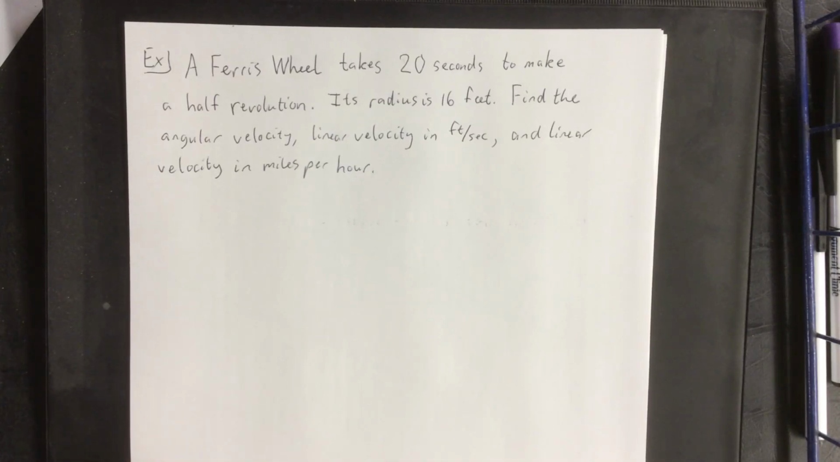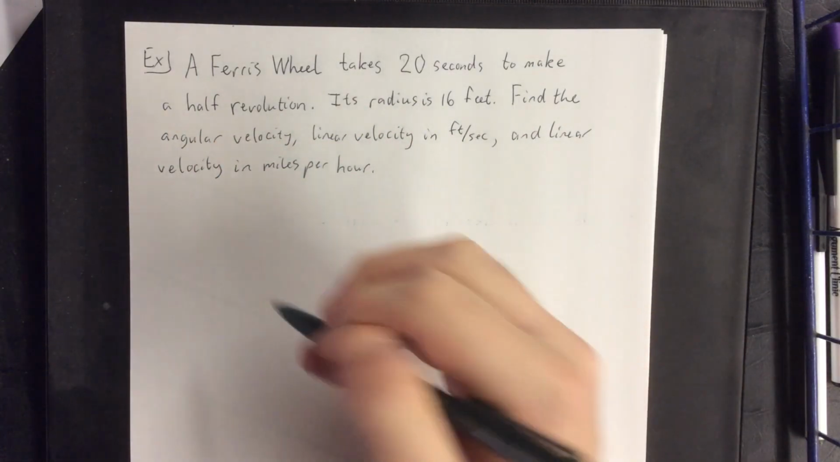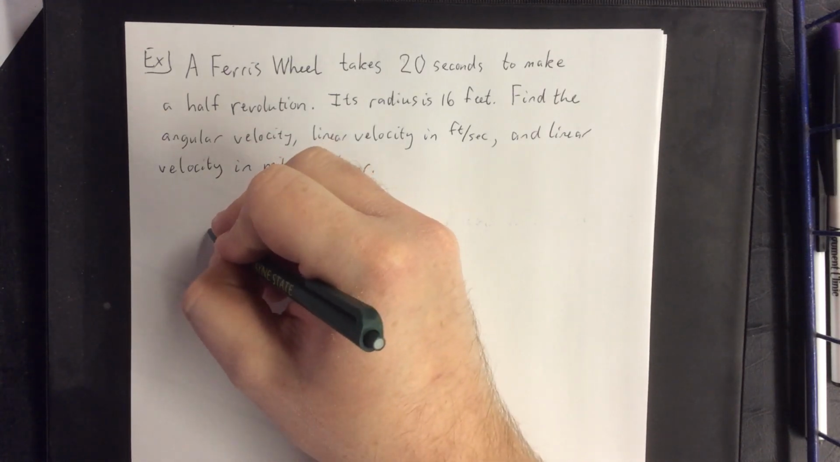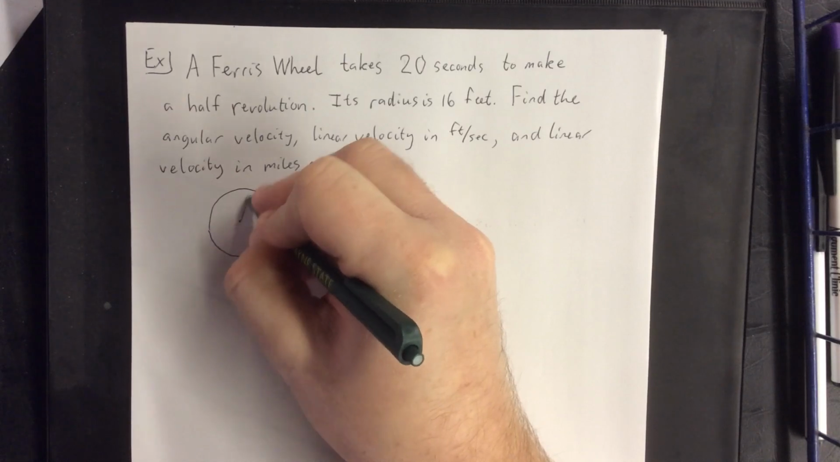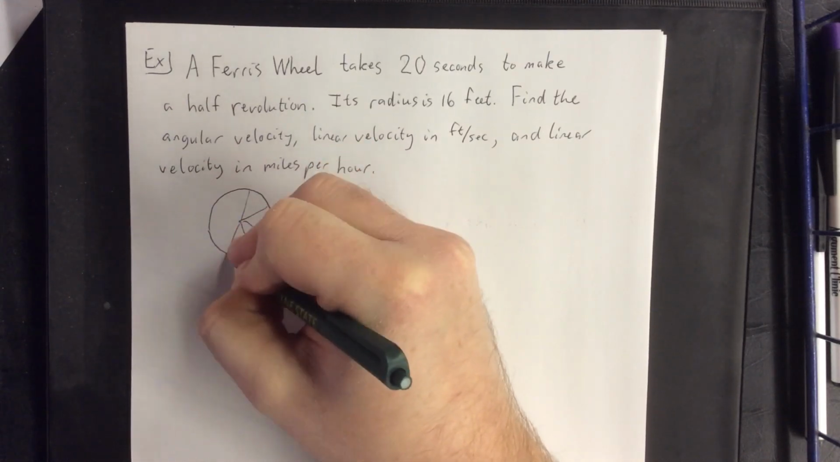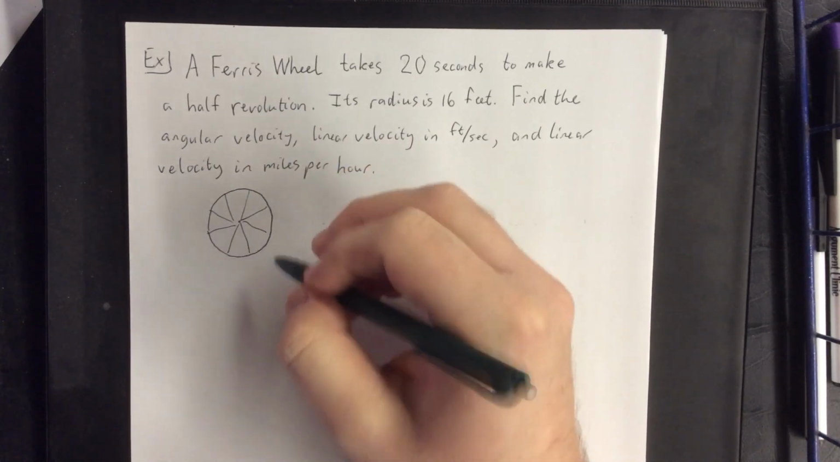So for an example for our angular velocity and linear velocity, we're going to take a look at the following example. A Ferris wheel takes 20 seconds to make a half revolution. A Ferris wheel is one of those big things that you ride that's at the fair. It looks like a giant circle with a bunch of spokes on it, and at the end of each of those spokes, there's a car for people to ride in.